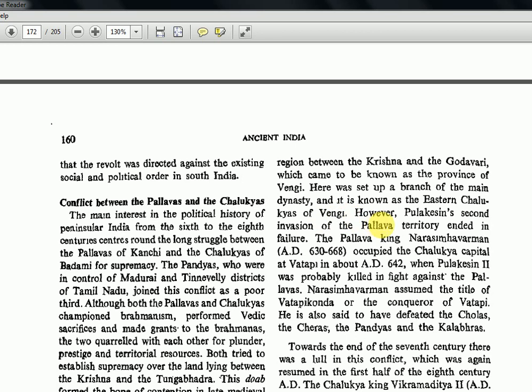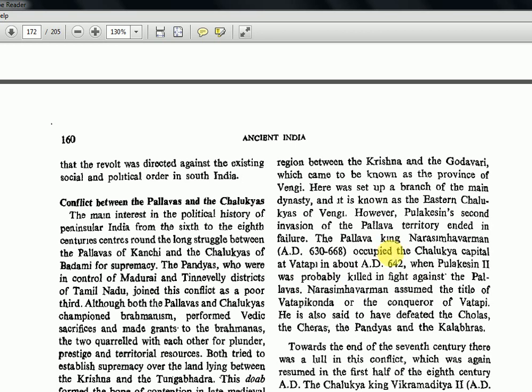However, Pulakeshin's second invasion of the Pallava territory ended in a failure. So initially he conquered this Vengi, but after that he failed. The Pallava king Narasimhavarman, 630 to 668, occupied the Chalukya capital at Vatapi in about 642, when Pulakeshin II was probably killed in the fight against the Pallavas. So the second failure is explained here.